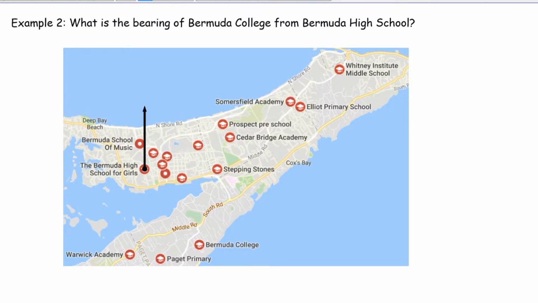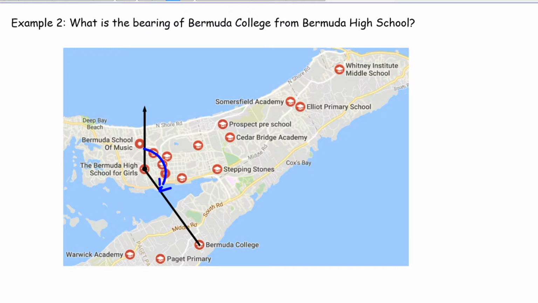Example 2. What is the bearing of Bermuda College from Bermuda High School? The first thing we need to do is join these points, so basically draw a line joining Bermuda High School and Bermuda College. Now, assume that you're standing at Bermuda High School, facing north. What angle do you have to turn clockwise before you walk from Bermuda High School to Bermuda College? That angle is this one here. And how do we find that angle? We have to measure it.